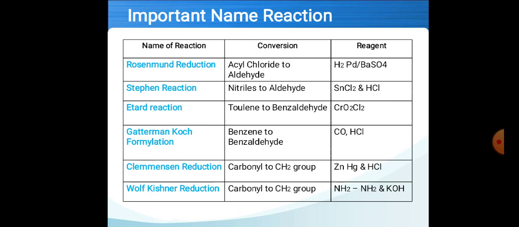Then we will learn about some important name reactions. The first one is Rosenmund reduction. In this reaction, acyl chlorides are reduced into aldehydes. The reagent is hydrogen, palladium and barium sulfate. Then second is Stephen reaction. In this reaction, alkyl nitriles are converted to aldehydes by action of concentrated HCl and stannous chloride.